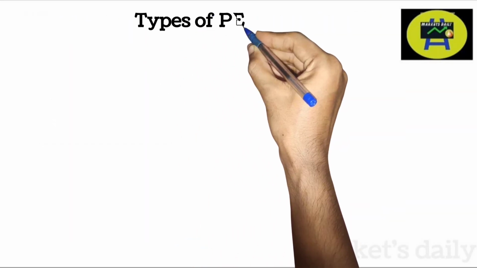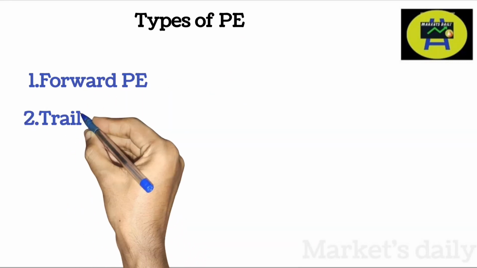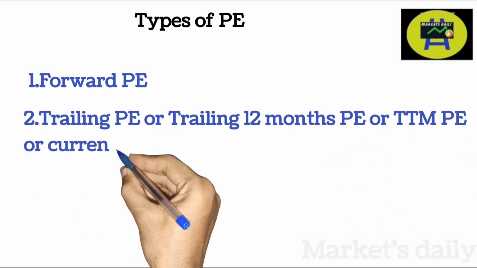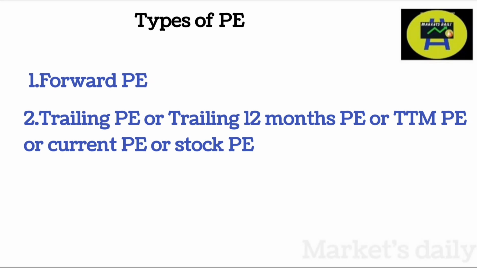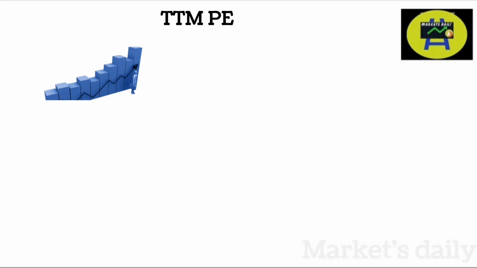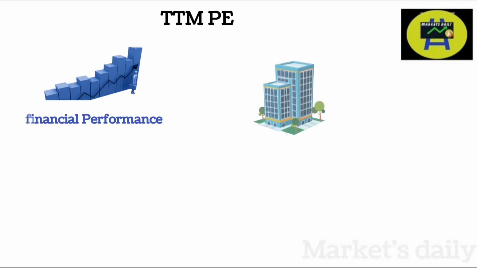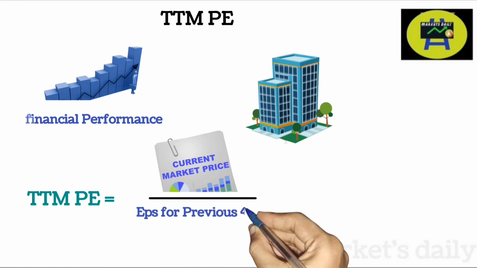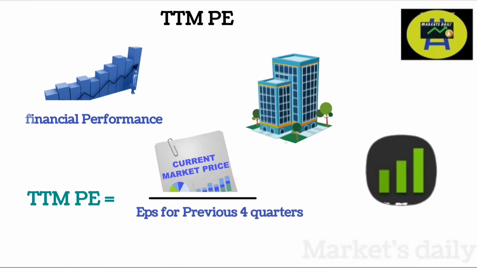What are the different types of PE? First is forward PE, and the second is the trailing PE or trailing 12 months PE or TTM PE or current PE or stock PE. What is TTM PE? Trailing 12 months PE is used for calculating the financial performance of a company based on its current market price and its EPS over the past 12 months. The TTM PE can be calculated as the current market price divided by the earnings per share for the past quarters. TTM PE is readily available in Screener.in website. It is also called as a stock PE. The formula that we saw above is just for our understanding.